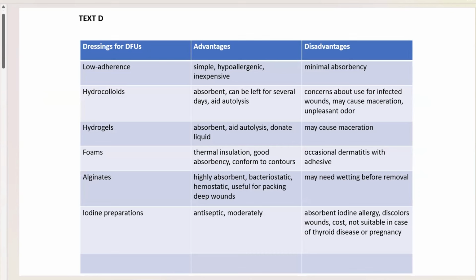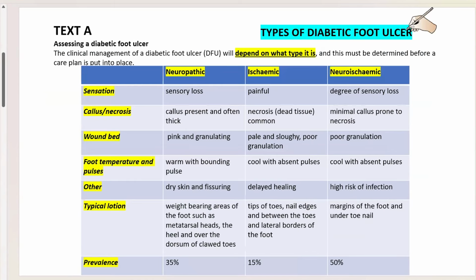Now we can skim our text. As I told you, we need to skim our text. You have four texts, and you can take maybe one or two minutes for all of them, maximum two minutes. So in text A, what do you need to highlight? Here, text A, assessing a diabetic foot ulcer. You need to underline this, assessing a diabetic foot ulcer.